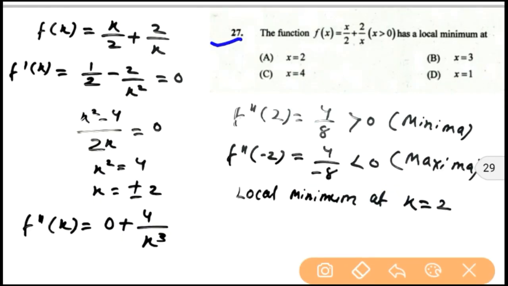In the next question, the function f of x equal to x by 2 plus 2 by x, where x is greater than 0, has a local minimum at.